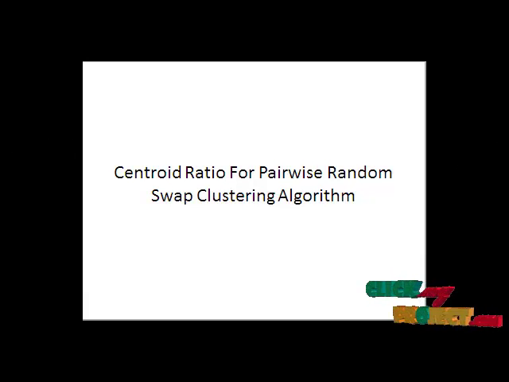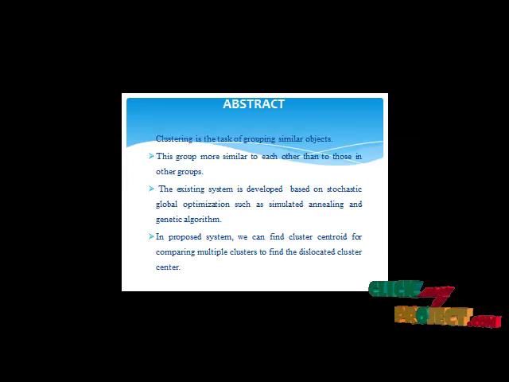Let us see the demo of the project Centroid Ratio for Pairwise Random Swap Clustering Algorithm. Now let me tell about the abstract. Clustering is the task of grouping a set of objects in such a way that objects in the same group are more similar to each other than to those in other groups.